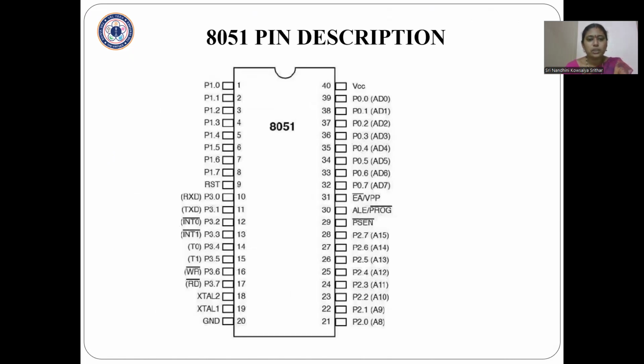Next, we are going to see the pin description in 8051 microcontroller. The 8051 microcontroller has 40 pins. It is known as DIP IC, that is dual in-line package integrated circuit. In this, we have a rectangle shape IC. On one side, we have 20 pins and on the other side, we have 20 pins. So next, we are going to see the function of the pins.